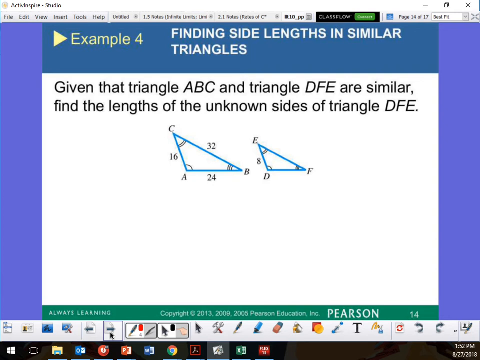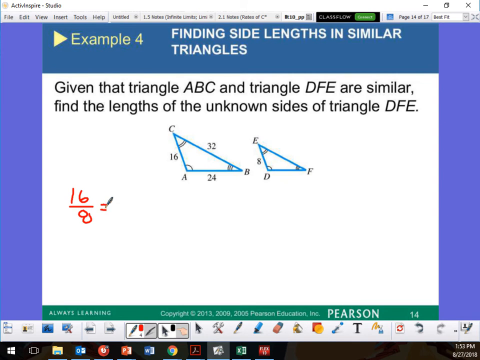So this one right here. I have the 16 and the 8, right? Those two go together, don't they? Yes, they do. So I'm going to start with that. Always start with what you know. If I'm starting with 16 and 8, I go 16 over 8 equals.